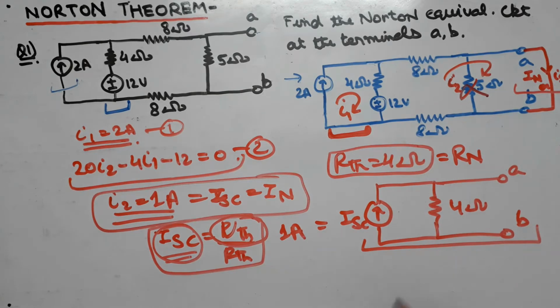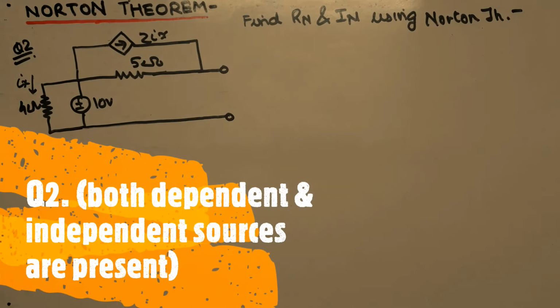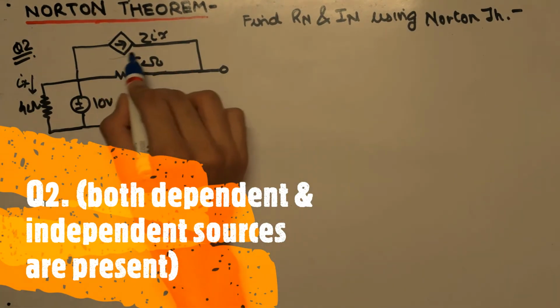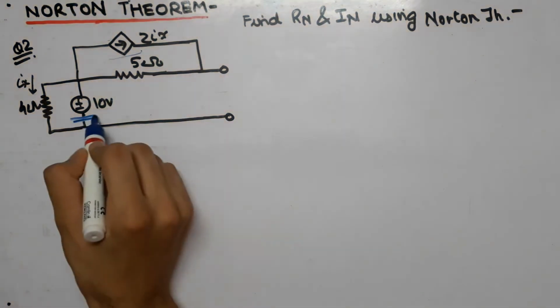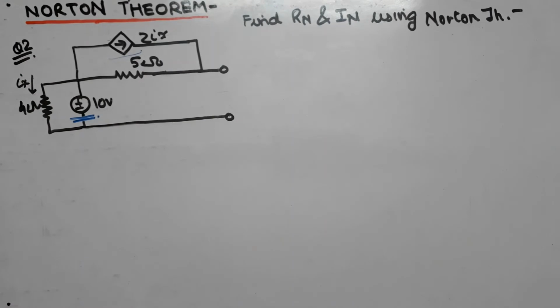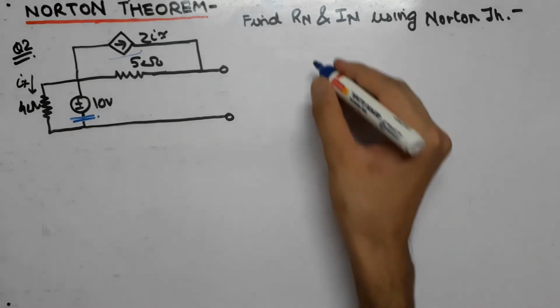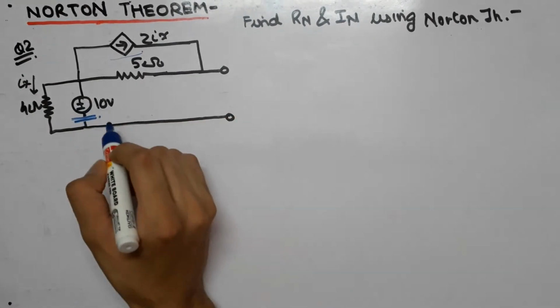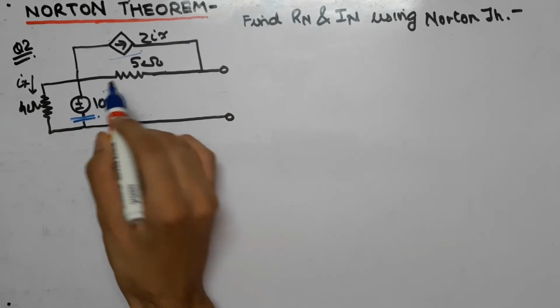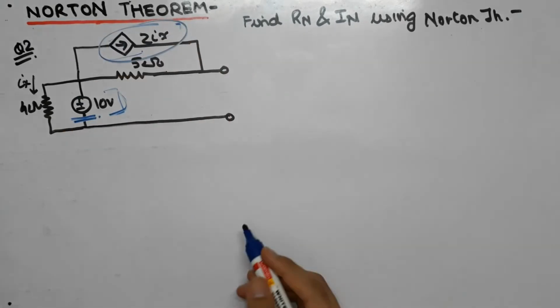Now we are going to do a second question, which is much more difficult and trickier than this question, as in that question we will also have a dependent source involved along with the independent sources. So now in the second question, we can see that we have one dependent source and one independent source. So first of all, we are going to find Rn. Now in order to find Rn, we will remove the independent sources and keep the dependent sources intact.